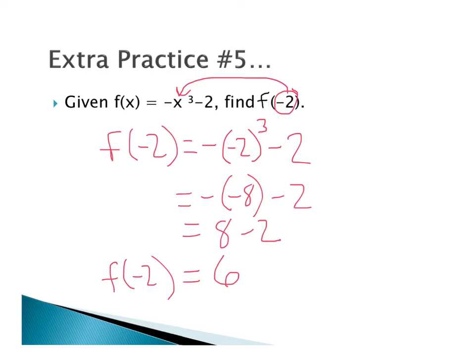Let's talk about that one more time. Negative 2 cubed. Negative 2 times negative 2 times negative 2 gives me negative 8. Negative 8 with a negative out front gives me positive 8. Minus 2 gives me 6.